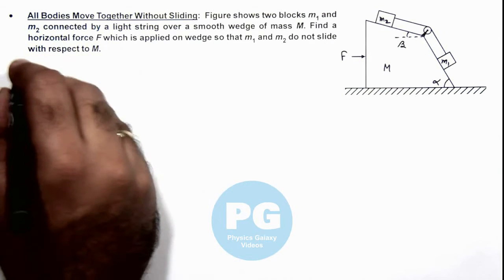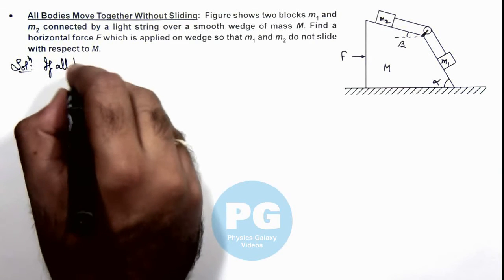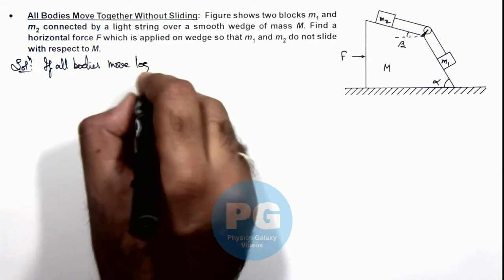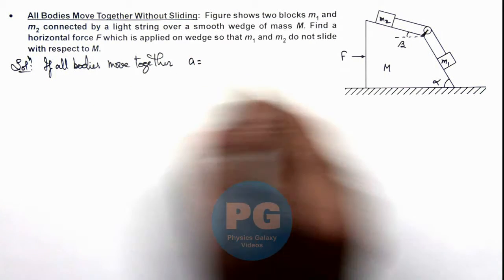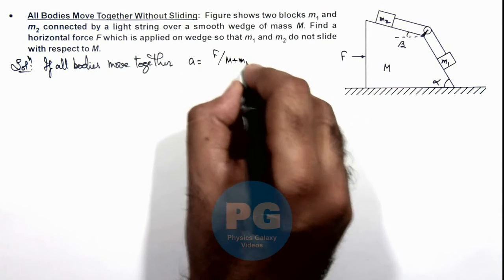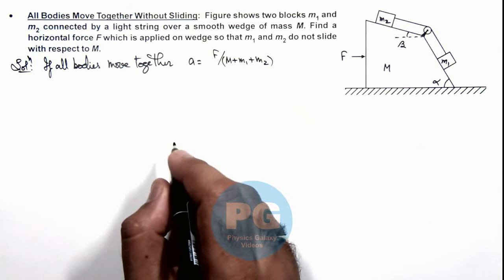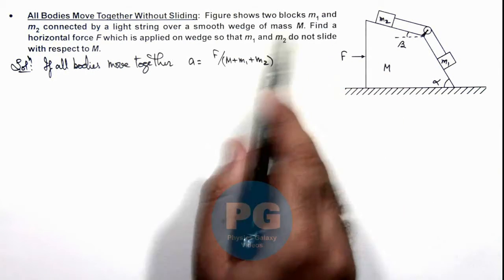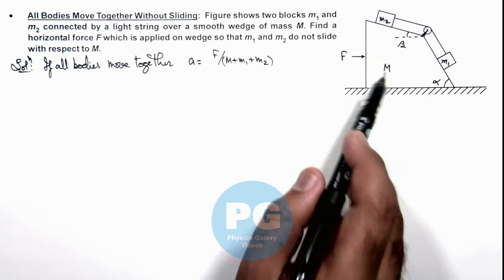So here we can directly write, if all bodies move together, the acceleration of the system is F divided by M plus M1 plus M2. This is the acceleration with which the whole system will move. And if we analyze the motion of blocks M1 and M2, these will experience a pseudo force in the opposite direction and both will be considered at rest with respect to this block.